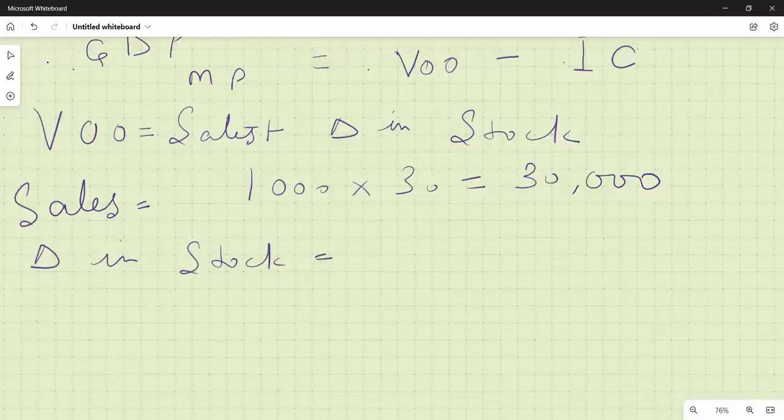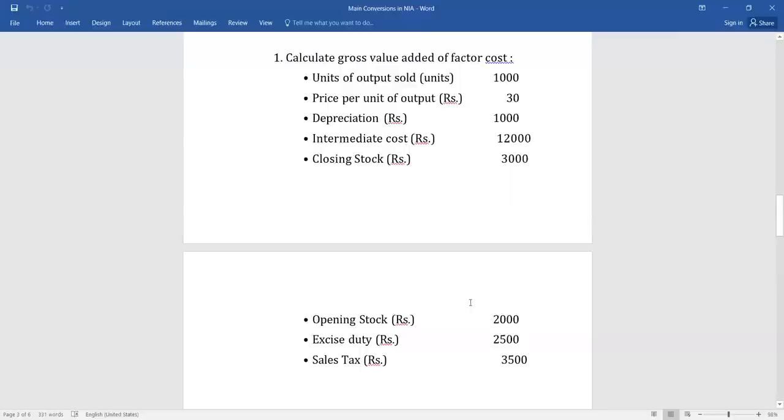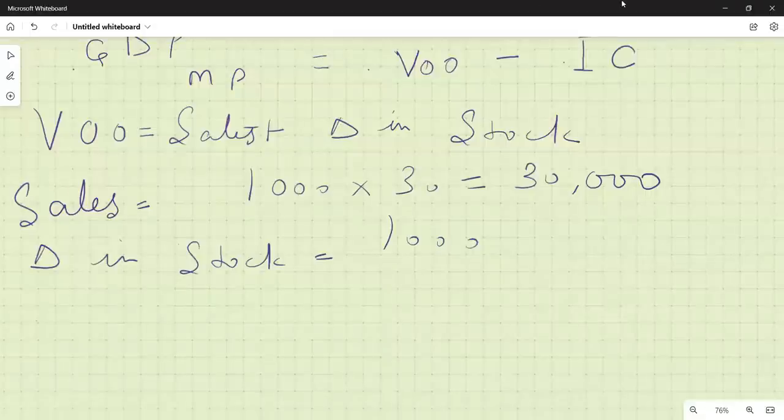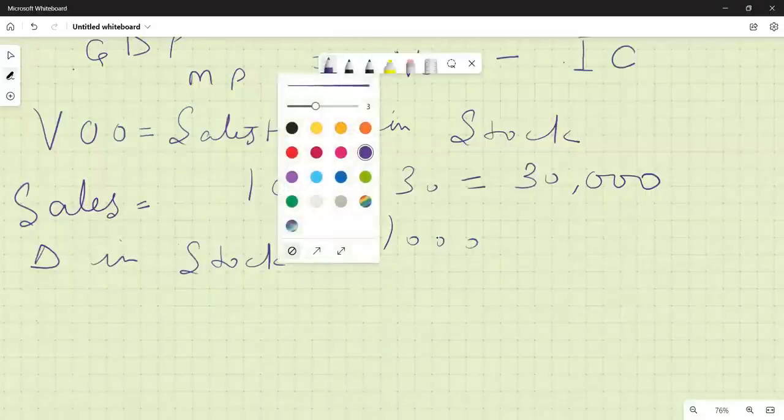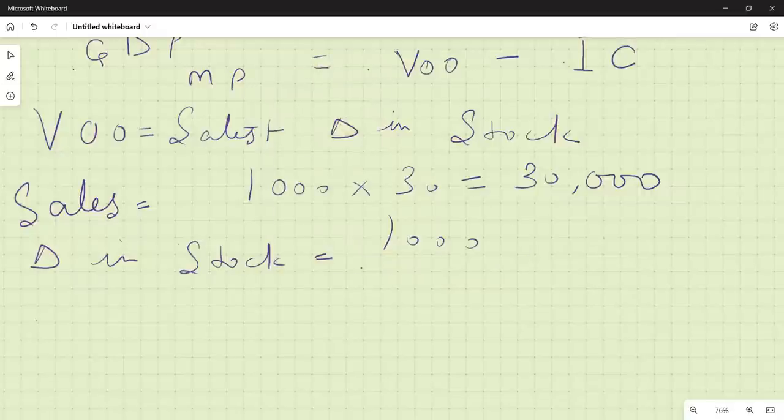And now change in stock, and we want the value of change in stock. So this will be equal to change in stock had been given there. Again, we'll just go back to the numerical. In the change in stock, we'll see change in stock. Closing stock minus opening stock. So we could see in the numerical, the closing stock is given 3000 and opening stock is given 2000. So this will be equal to 3000 minus 2000. So change in stock is equal to 1000. So by this, we find the value of change in stock also.